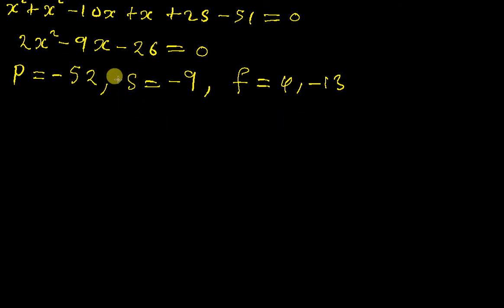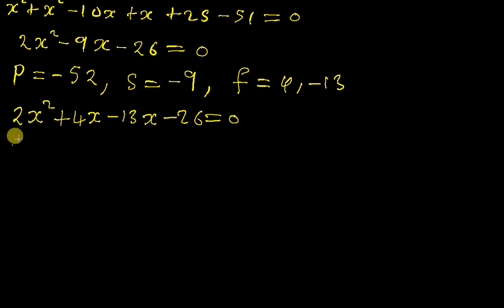Let us quickly replace these factors in the equation. So we have 2x squared, then positive 4x, and then negative 13x, then negative 26 is equal to 0. So we factorize. The common factor here is 2x. 2x into 2x squared gives me x. Then 2x into 4x gives me 2. Then we have negative 13 as a common factor between these two terms.